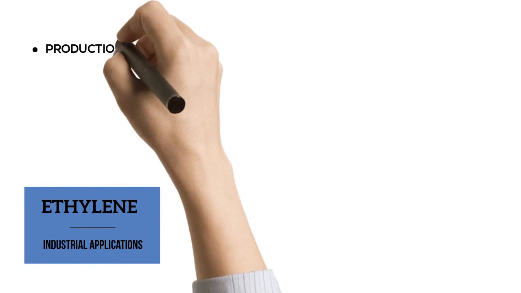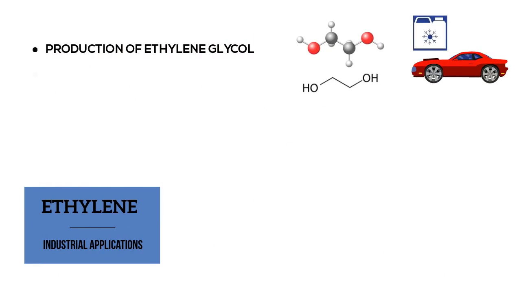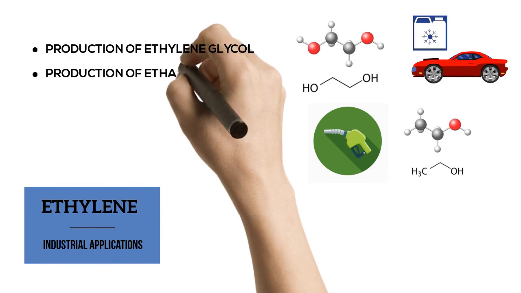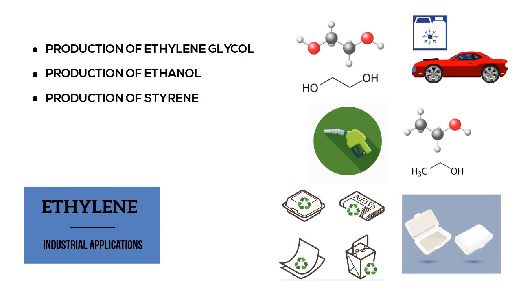Ethene is used in the production of ethylene glycol, which is used as an automotive antifreeze agent, used in the production of ethanol, and used in the production of styrene, which is polymerized to form polystyrene.